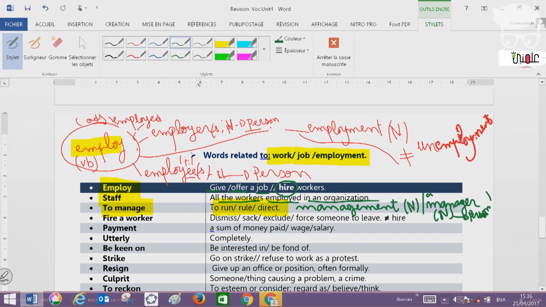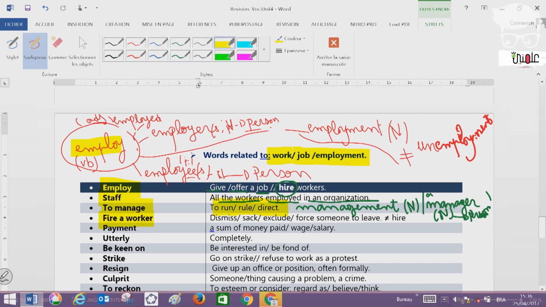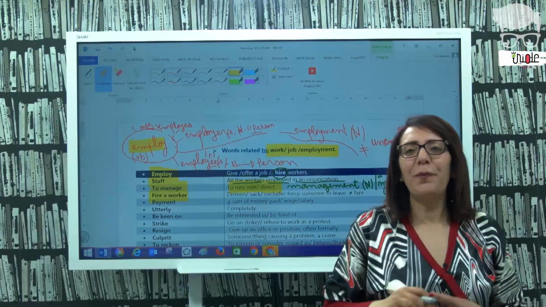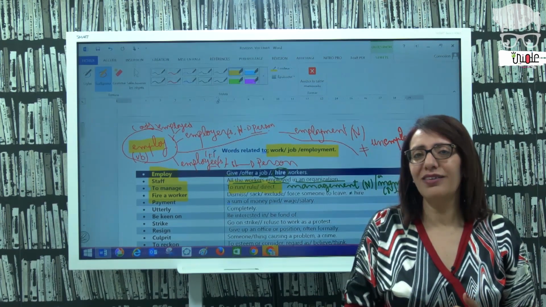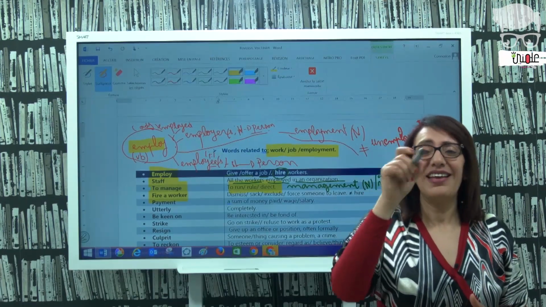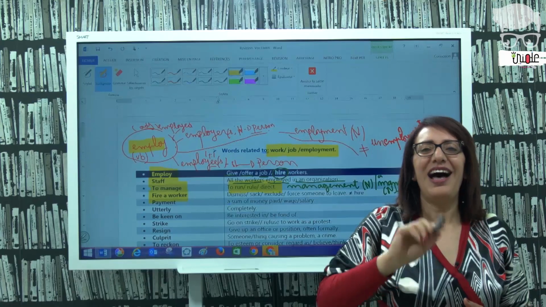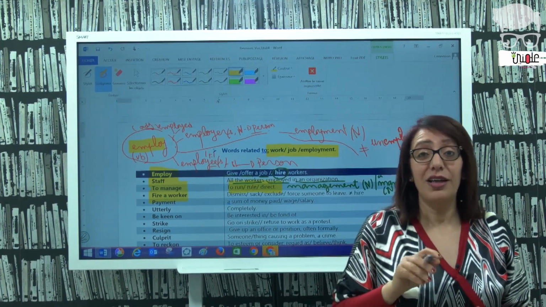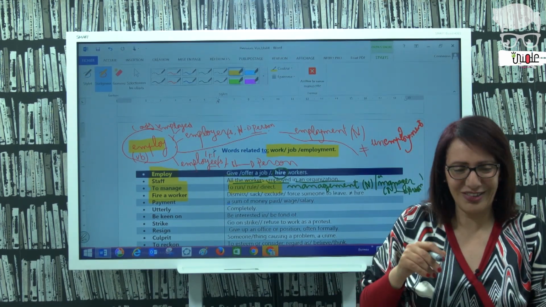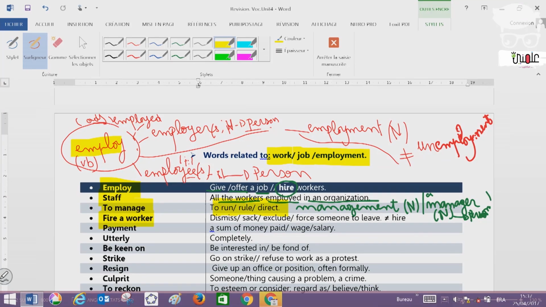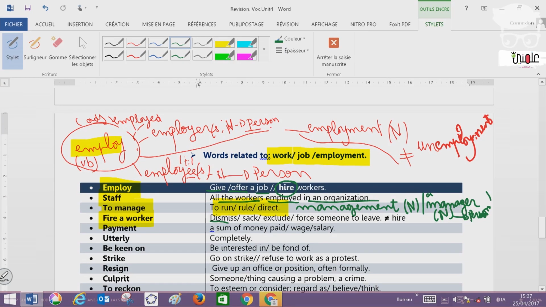Good. All right. Fire a worker. Look here, it's easy. When you offer the job, you hire a worker, H. When you fire a worker, you change just that letter. H will be F. Okay? Hire a worker, fire a worker. Is it to put fire on? It's another, metaphorically, maybe to put fire into the heart of someone. That's to fire a worker, it's to dismiss, to sack, to exclude, to force someone to leave. As you see there, it's the opposite of to hire.